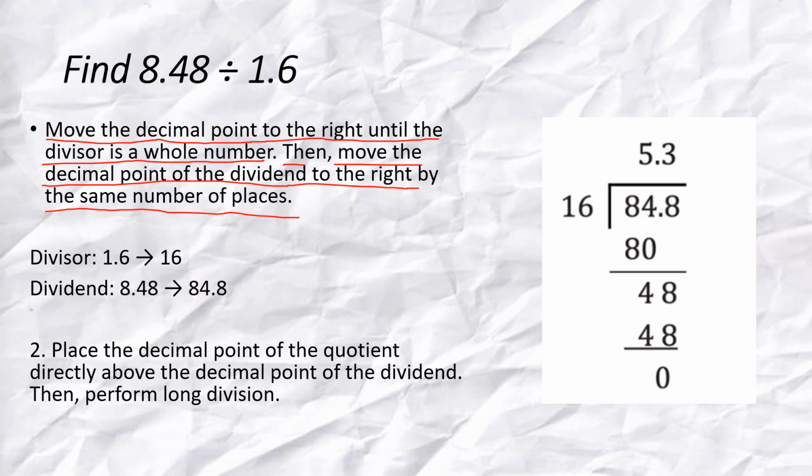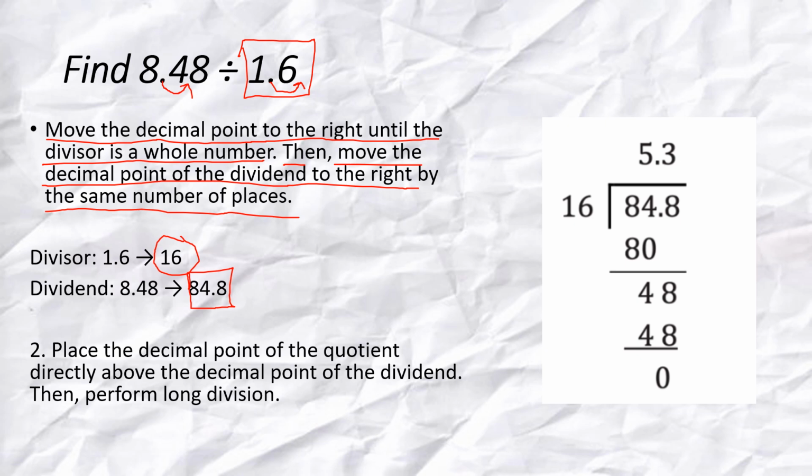So, in 8.48 divided by 1.6, our divisor is 1.6. So, we move this decimal point to the right one time, or one space only. From 1.6, it will now become 16. Since we moved one space to the right in your divisor, we also have to move the decimal point of your dividend to the right one space as well. So from 8.48, it will now become 84.8.